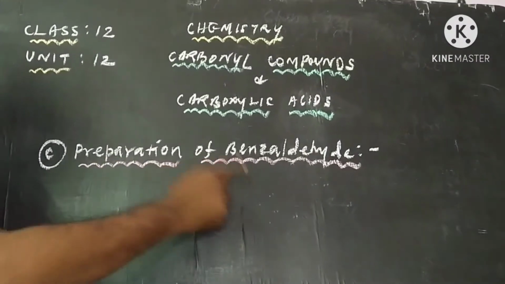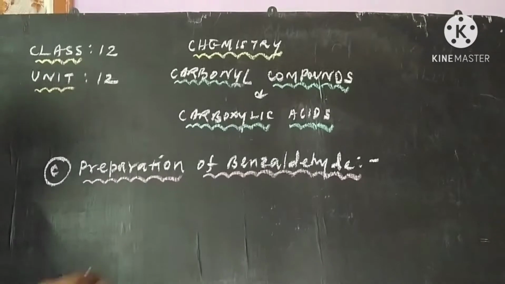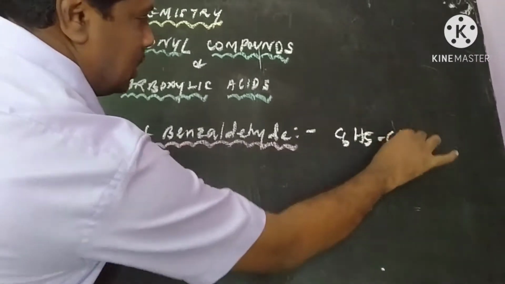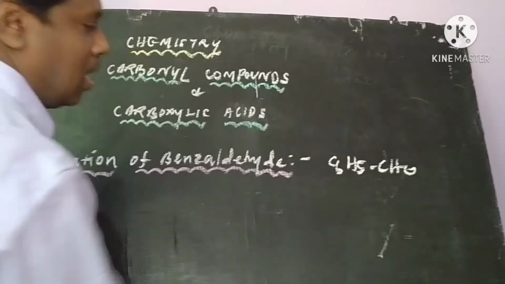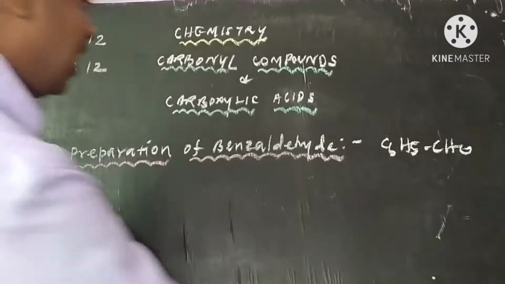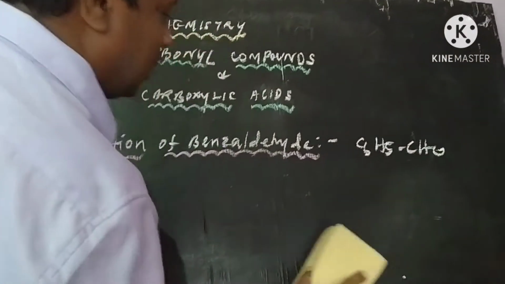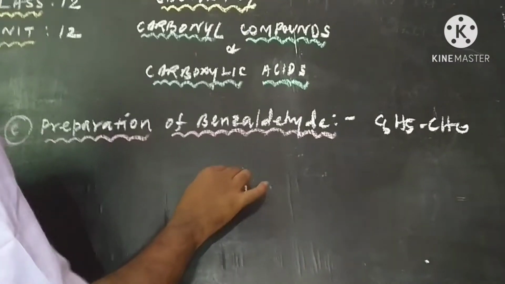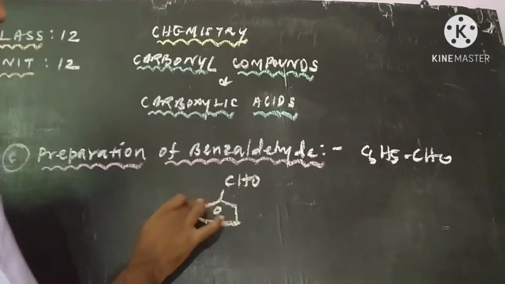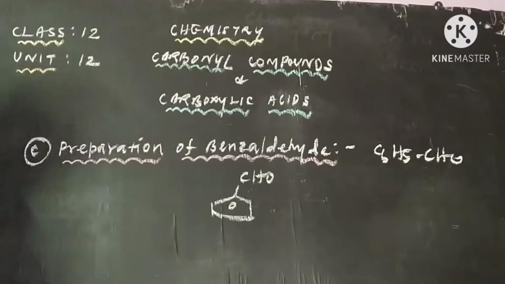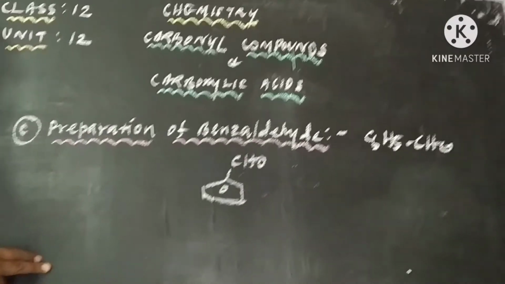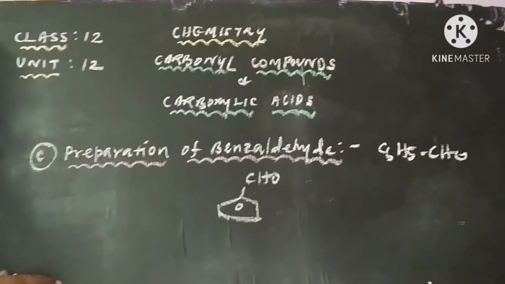Preparation of benzaldehyde. Benzaldehyde formula: C6H5CHO. Okay, that is the benzaldehyde structure. Again, preparation of benzaldehyde.